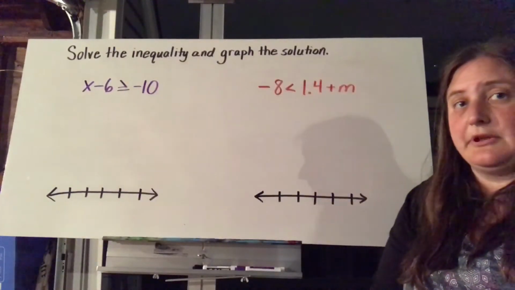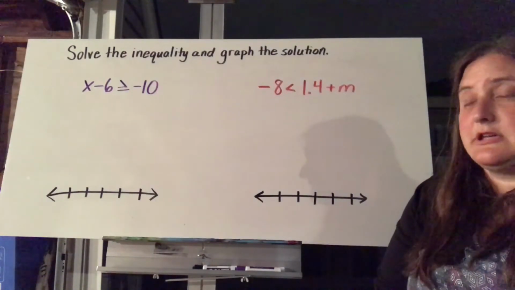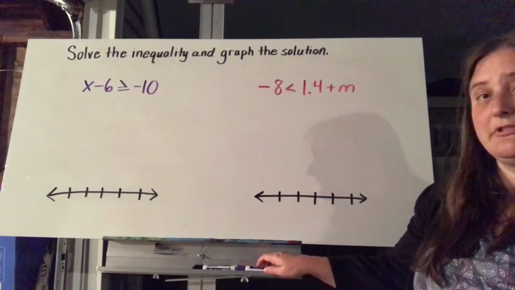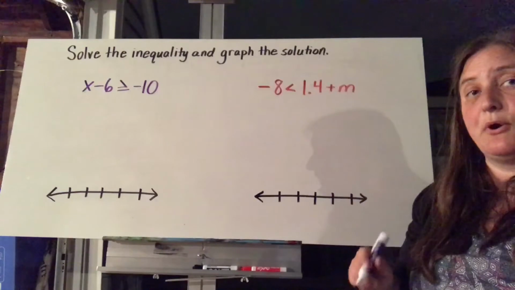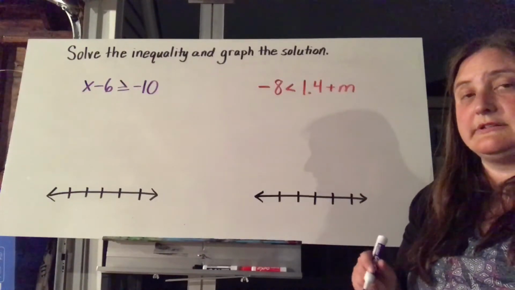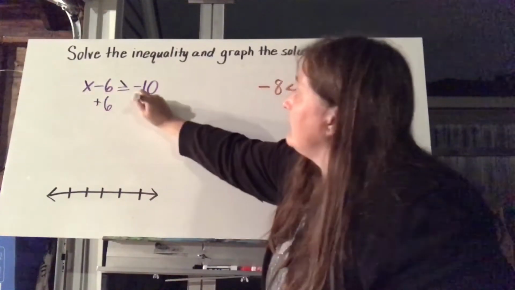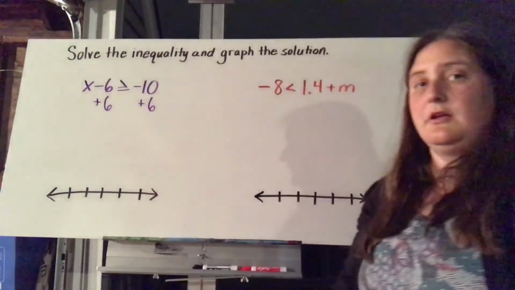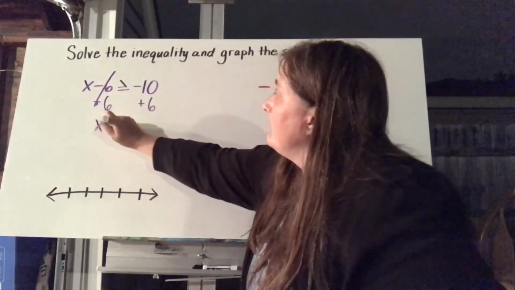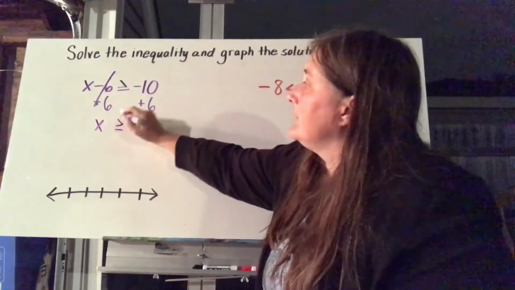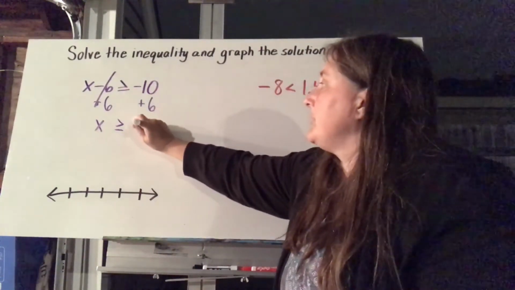So let's try a couple here on our own. We're starting with x minus 6 is greater than or equal to negative 10. So to solve for x here, I can add 6 to both sides. As long as I add it to both sides, I'll have an equivalent inequality. So on this side, it cancels out and I'm left with x. I'm going to carry down my same inequality symbol, and negative 10 plus 6 leaves me with negative 4.